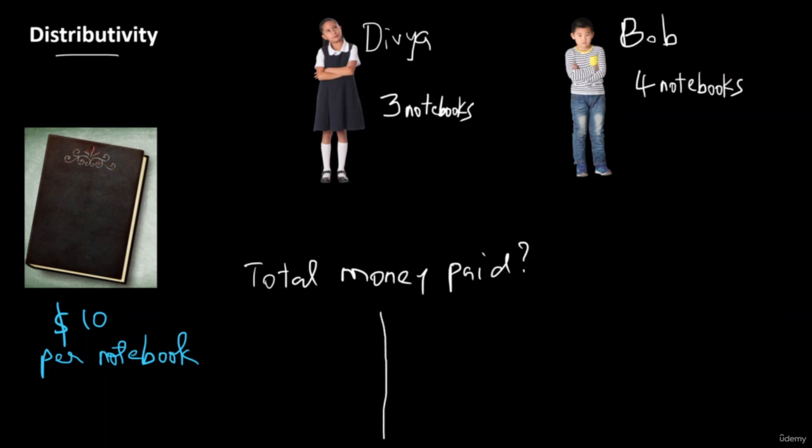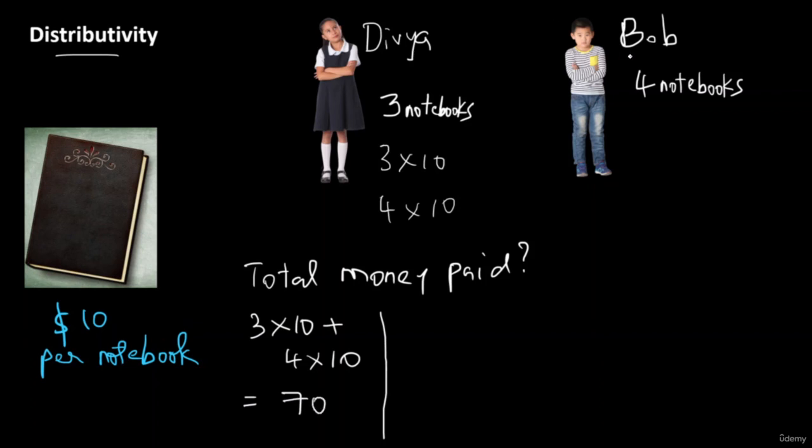Divya first finds what is the money that she spends. That would be 3 into 10 because she is buying 3 notebooks. And what is the money that Bob spends? So that would be 4 into 10 because he is buying 4 notebooks. So Divya finds that the total money spent is 3 into 10 plus 4 into 10, which is equal to $70.